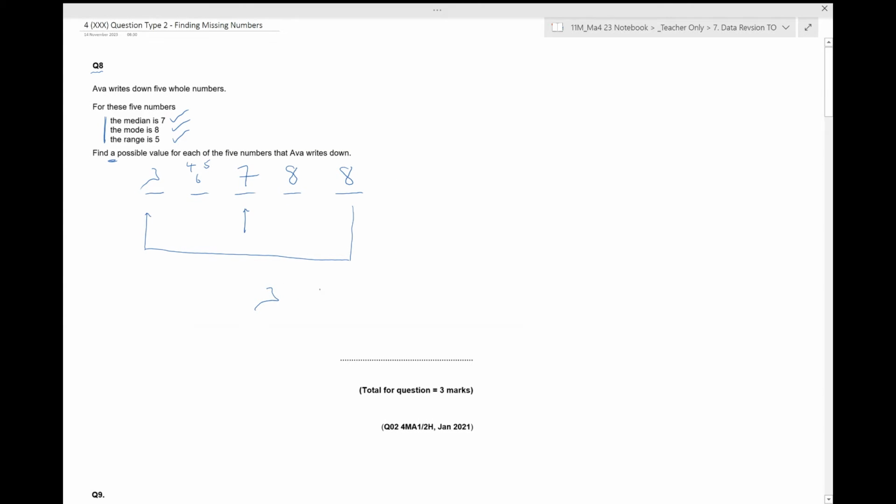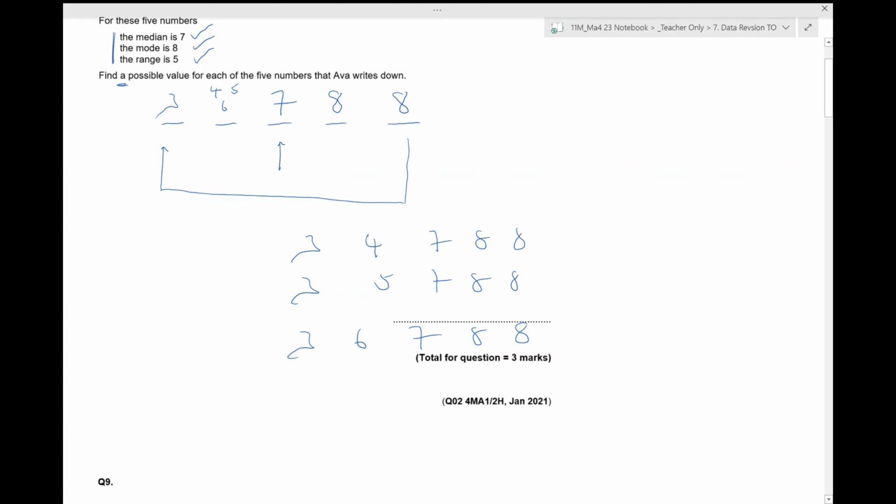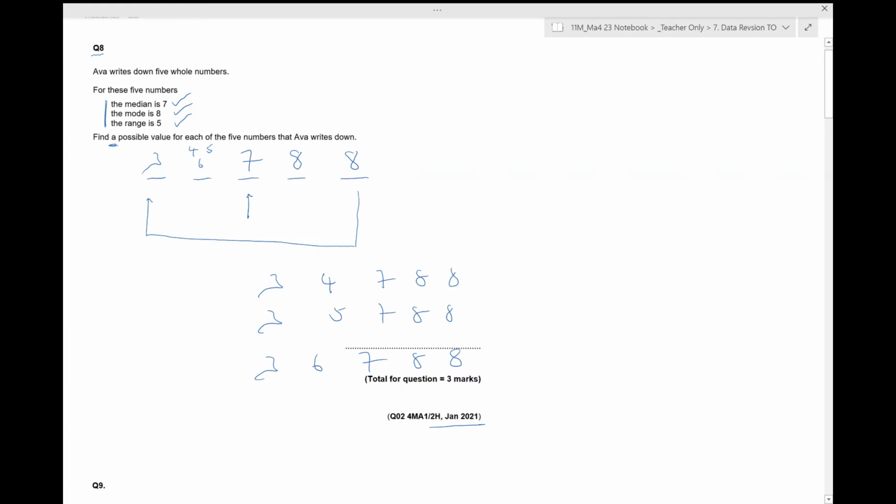You can have 3, 4, 7, 8, 8. You can have 3, 5, 7, 8, 8. Or you can have 3, 6, 7, 8, 8. And that would have got you 3 marks in paper 2H in January 21. Let's look at the next one.